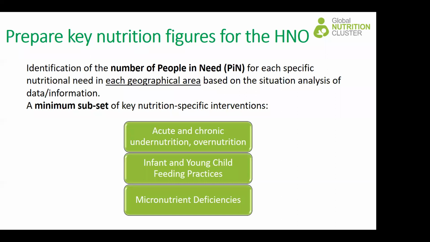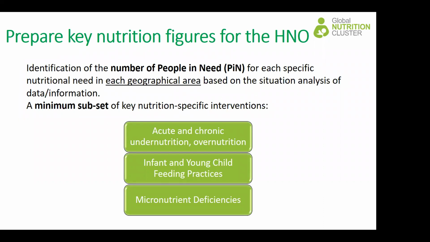So the PIN, the number of people in need for each specific nutritional need, would be calculated in each geographical area based on the previous situation analysis of data and information. Generally, the nutrition situation analysis and these nutrition figures calculations are done in a parallel manner. So that's also something to take into account when planning to use this guidance. The calculation is generally based on the estimated incidence or prevalence of people that need that specific nutrition service.